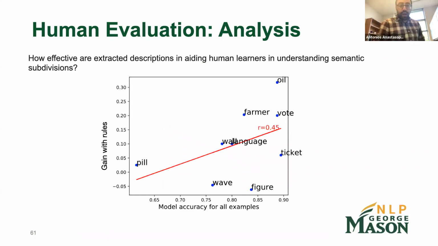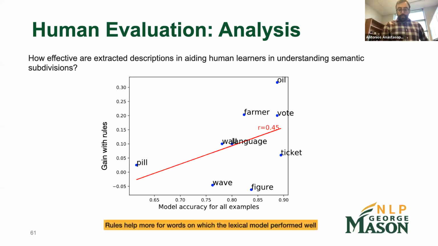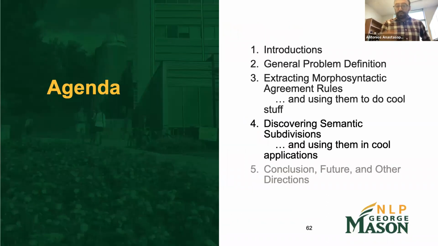Then we also ask how effective are the descriptions in aiding the learners. So obviously, the better the performance of the lexical model from which we extracted the rules, the more presenting those rules helped. For PIL, our model's accuracy is quite low. It's close to 60%, and there we had quite a few gains, for example. Okay, and yeah, so that's all I have here.